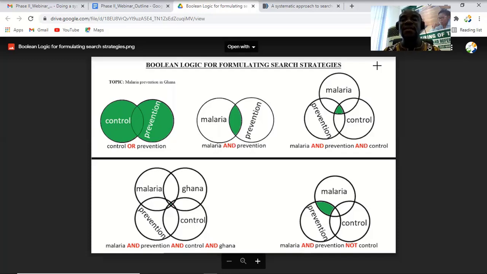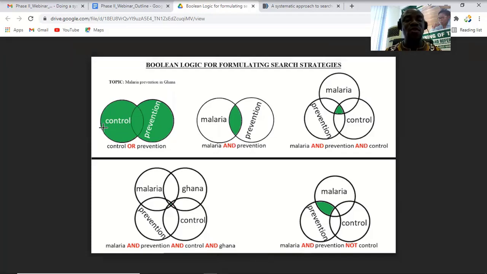So in the first instance, here we are looking at including all studies which are on either control alone, and I hope all of us on this call understand Venn diagram. From mathematics, we learned about Venn diagram, all right? It's the same thing as Boolean logic. So papers that contain only control should be retrieved. Papers that contain only prevention of malaria should also be retrieved.